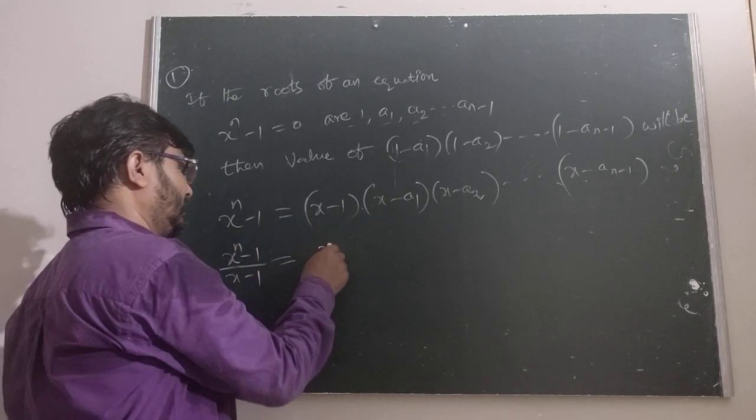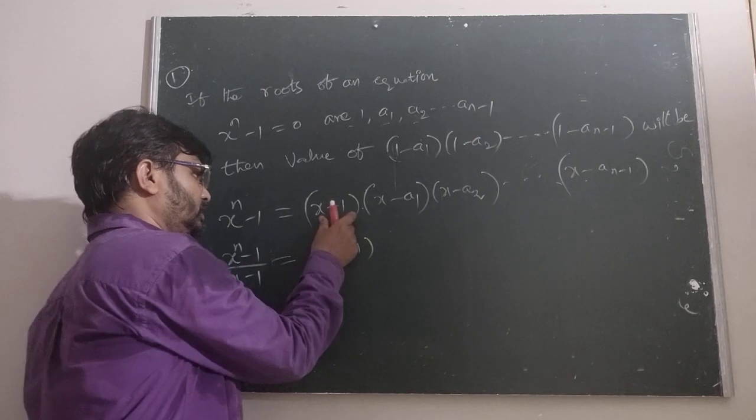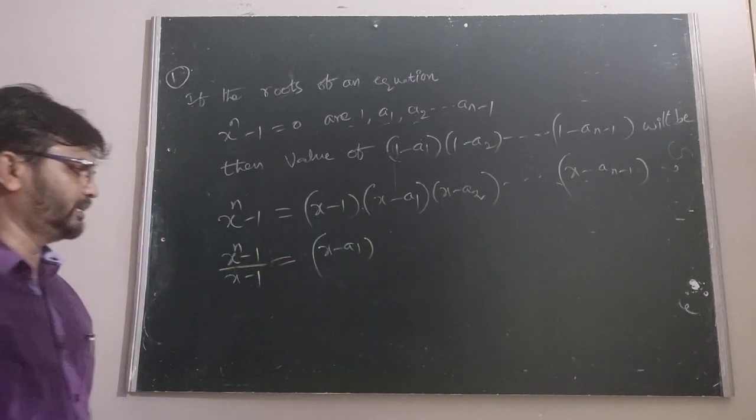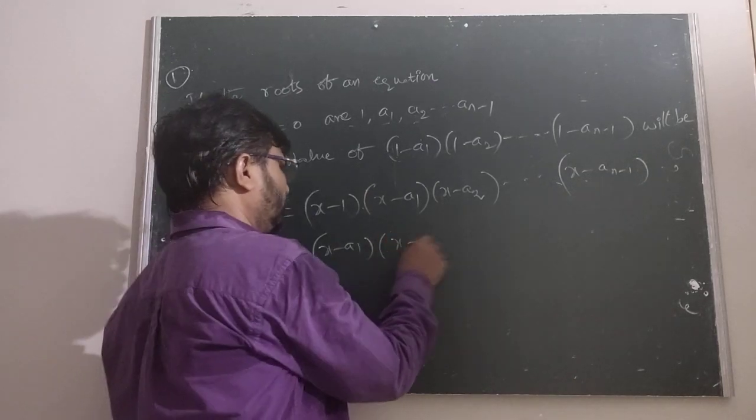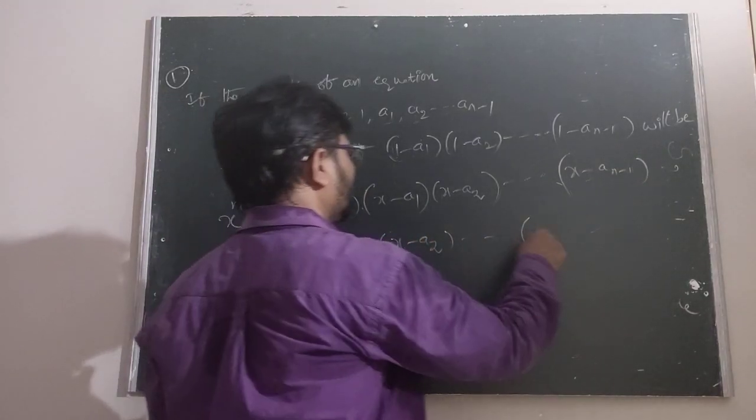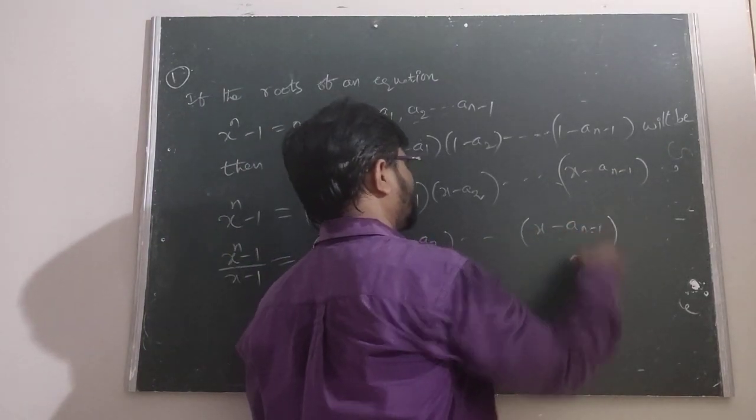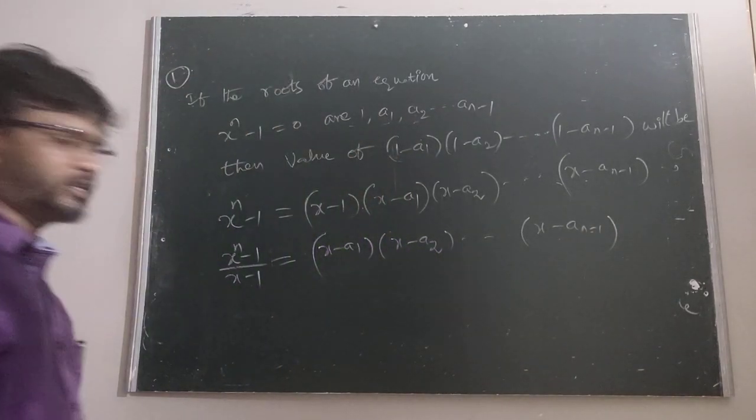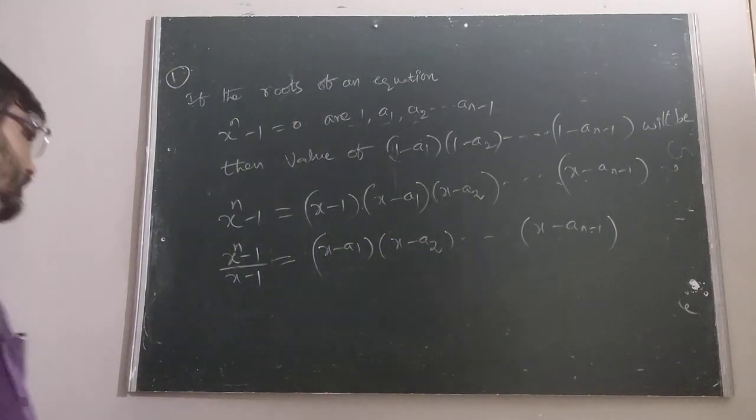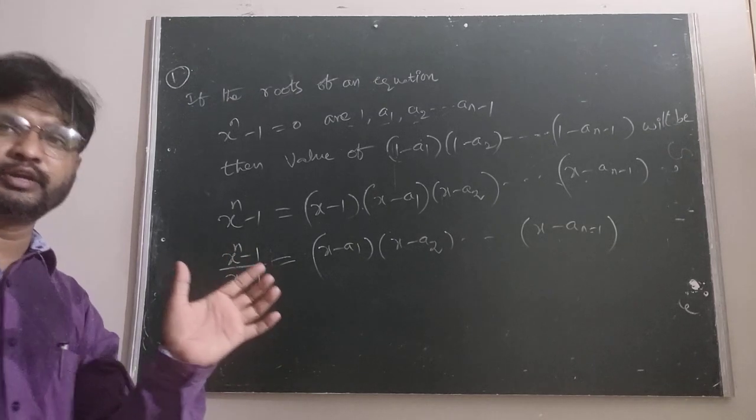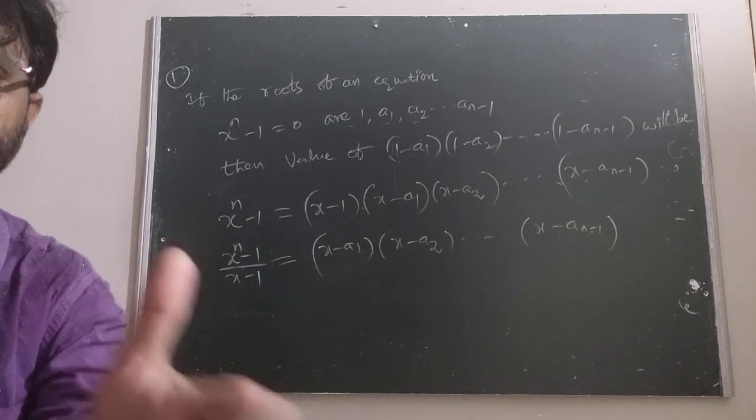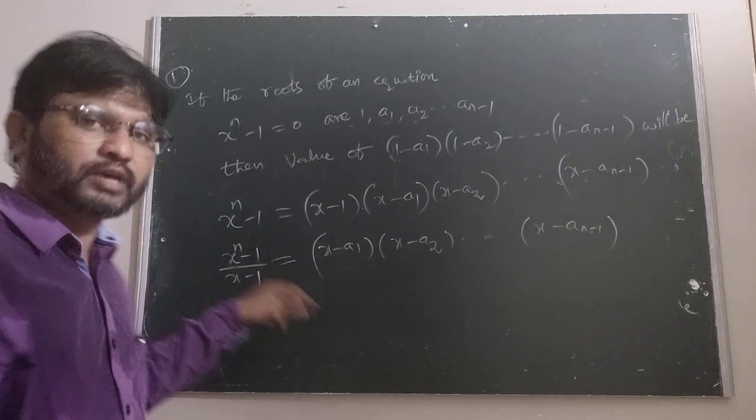Then it is x minus a1. The first term is sent to the left hand side. Then the remaining terms are x minus a1 into x minus a2, and so on, x minus an minus 1. Suppose we take x equal to 1 directly, we get 1 minus 1. Here 1 power n is 1 into 1 into 1, n times, it will be 1. 1 minus 1 is 0.